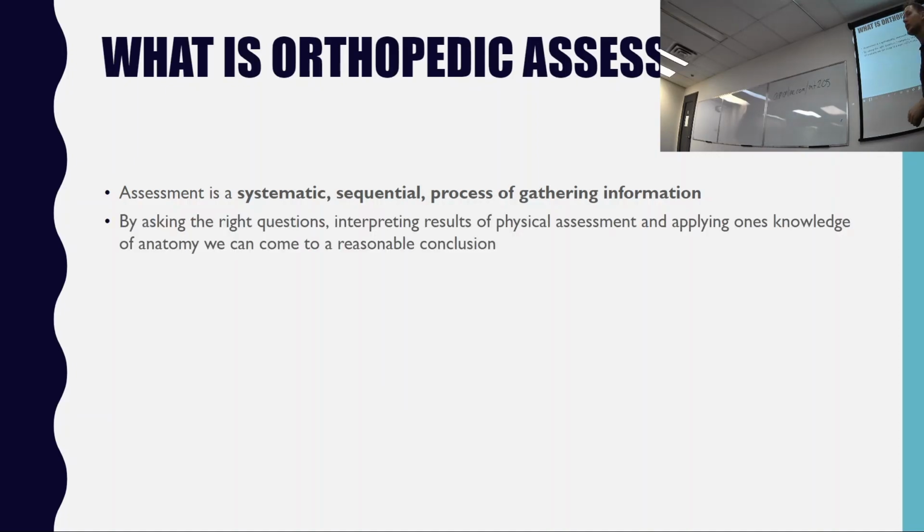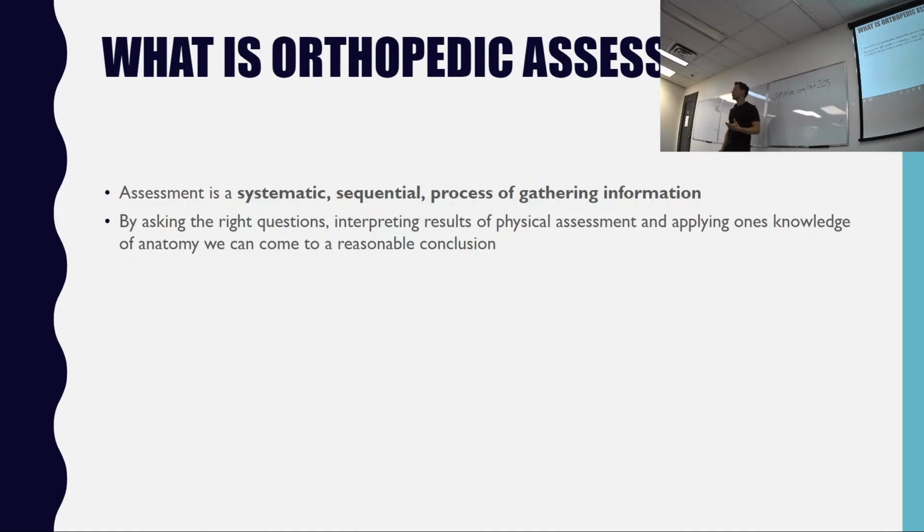We ask the right questions, we interpret the results of physical assessment, and we apply our knowledge of anatomy. We can come to a reasonable conclusion. Now I mentioned James Syriax. He used this to come up with a way of identifying dysfunctional tissues with a high degree of accuracy, right? And in my experience, that's the case.